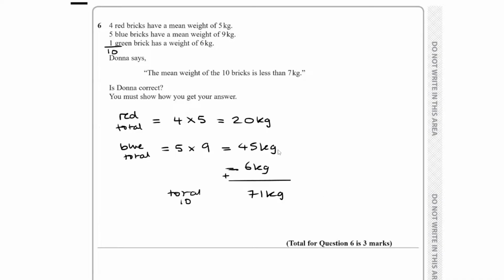And then obviously now you're just finding the mean, aren't you? The mean is just, as we said, add them all together. So that's 71, divide by how many there are, 10. That's quite an easy thing to divide, isn't it? Just move the decimal place once. 7.1 kilos. Now, we do actually then have to suggest if Donna was correct or not. The mean weight of the 10 bricks is less than 7 kilos. Well, no, because I've got 7.1, which is obviously more.